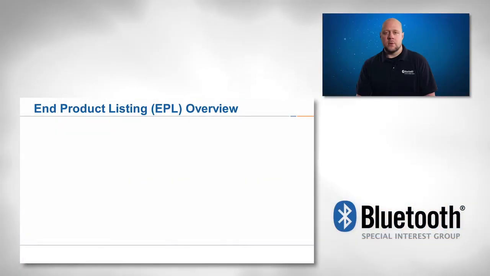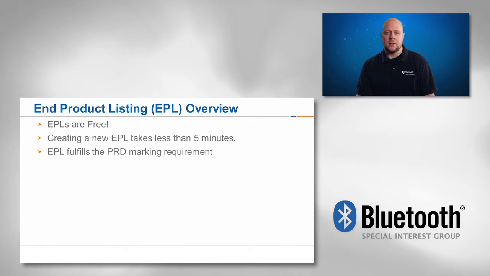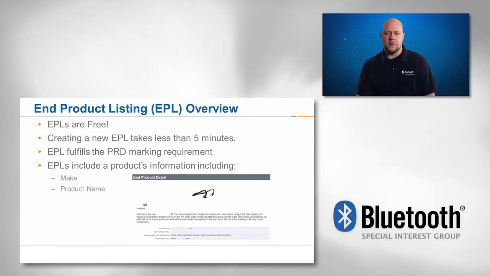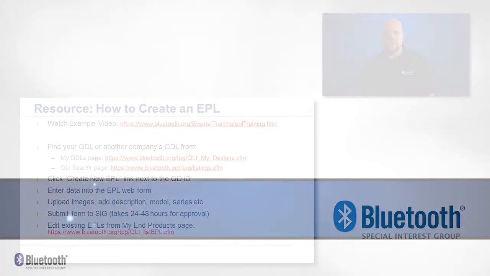Now that you have completed the QDL process, it is time to create an EPL for your products. The good news is that EPLs are free of charge and can be completed in less than 5 minutes. The EPL is a requirement of the qualification program, and creating an EPL fulfills the marking requirement defined in the qualification program reference document. The EPL contains product information such as product name, make, model, description, company URL, and an image of the product. Please reference the resources slide at the end of this training for a detailed look at how to create an EPL.